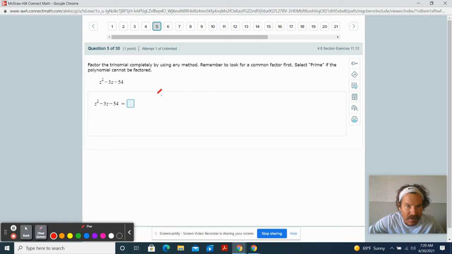Okay, so there is no greatest common factor. Again, it says remember to look for a greatest common factor. There is none. Nothing's common to all three terms, but it does start with a z squared, so I know this is going to be a z, and this is going to be a z. I do cross my z's, because if I don't, they look like my 2's.